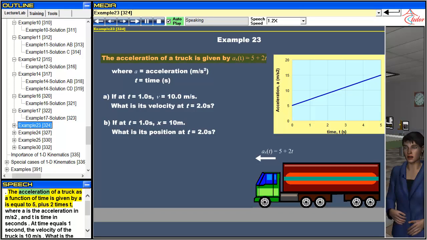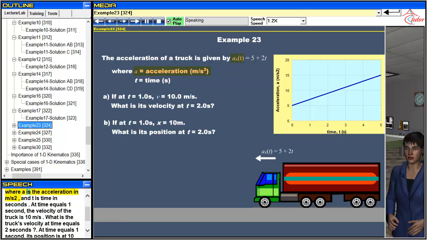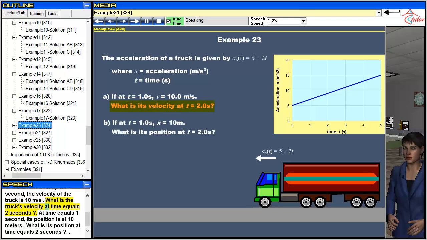The acceleration of a truck as a function of time is given by a is equal to 5 plus 2t, where a is the acceleration in meters per second squared, and t is time in seconds. At time equals 1 second, the velocity of the truck is 10 meters per second. What is the truck's velocity at time equals 2 seconds? At time equals 1 second, its position is at 10 meters. What is its position at time equals 2 seconds?